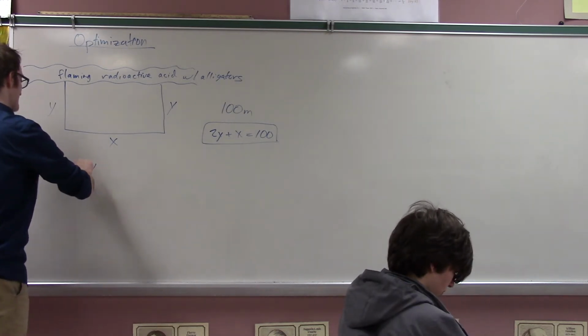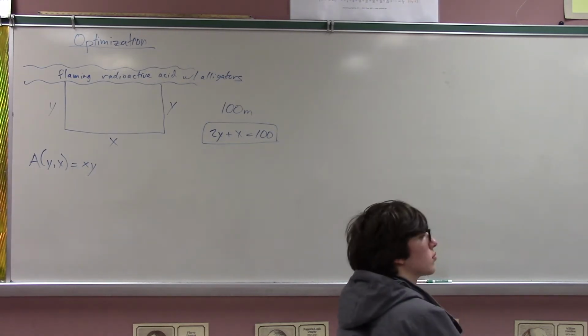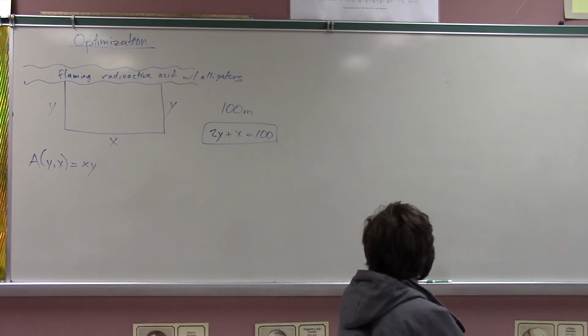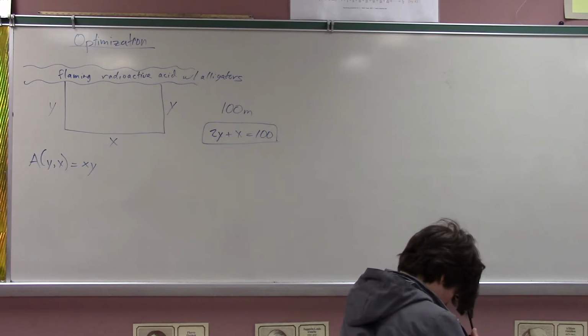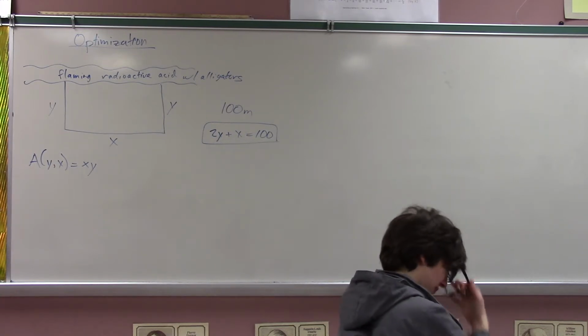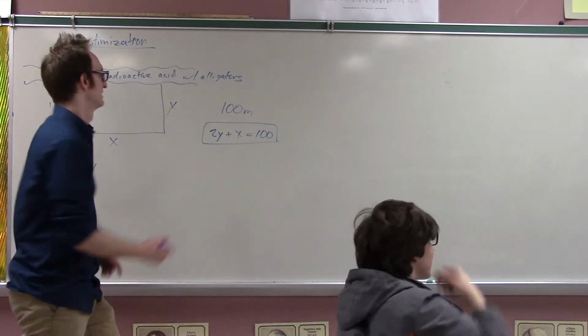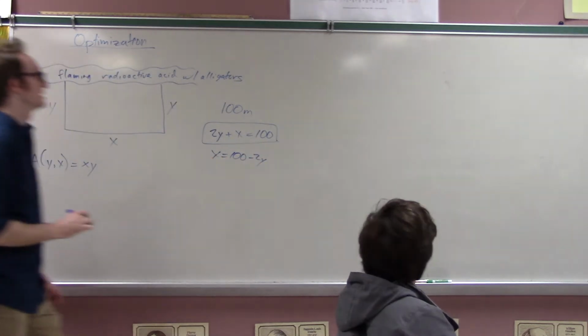And just like with the related rates thing, it would now be convenient to express the area not as a function of 2 variables, but as a function of 1 variable. So x equals 100 minus 2y. Get rid of one of them. Which one do you want to get rid of? I want to get rid of x. Yes, because it's just prettier. That can avoid fractions, I guess, right? So x is 100 minus 2y.